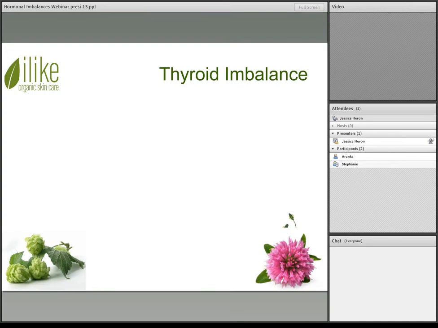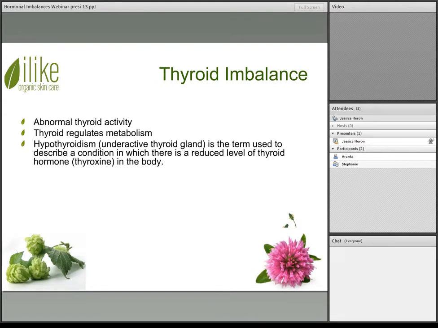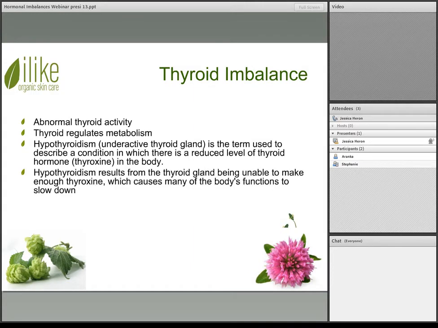Okay, thyroid imbalance. So another cause of hormonal imbalance is abnormal thyroid activity. The thyroid, of course, regulates our metabolism. Hypothyroidism is an underactive thyroid gland, and it is the term used to describe a condition in which there is a reduced level of thyroid hormone, thyroxine, in the body. When it's hyperthyroidism, we're producing too much. Also, hypothyroidism results from the thyroid gland being unable to make enough thyroxine, which causes many of the body's functions to slow down.